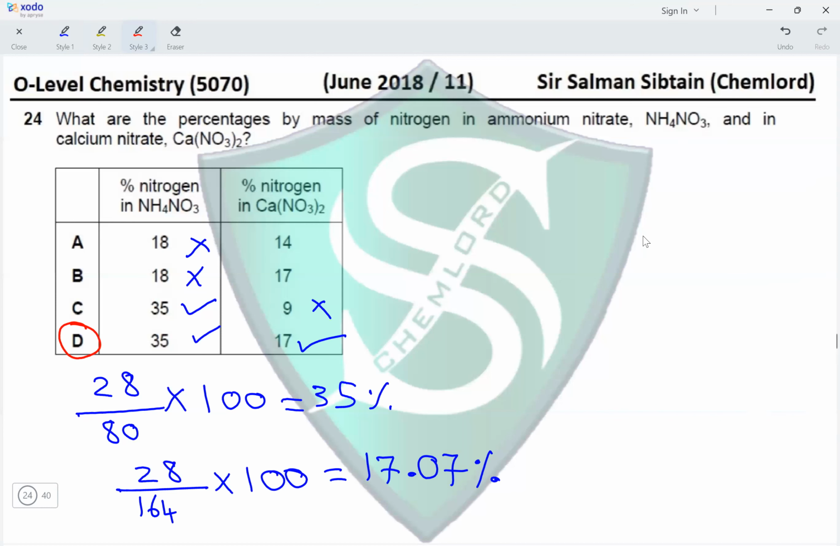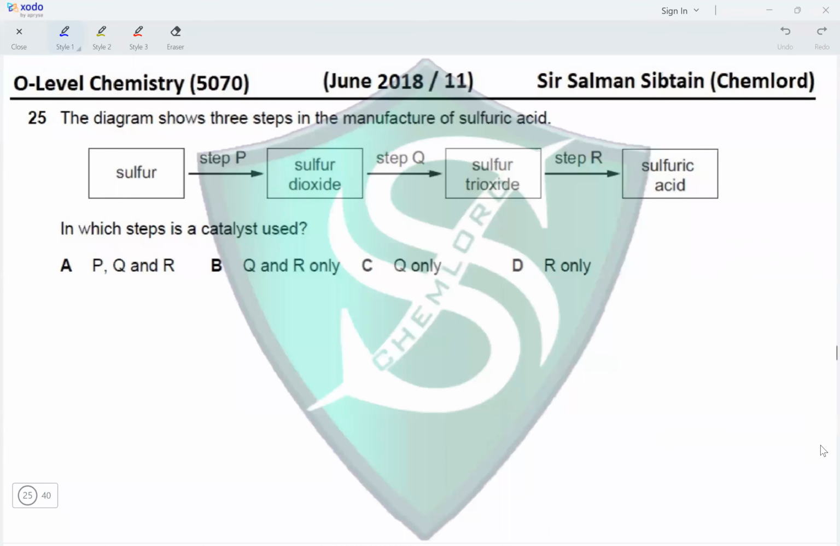Question 25. The diagram shows three steps in the manufacture of sulfuric acid. So sulfur in step P is converted into sulfur dioxide. That means it is burnt in oxygen. In step Q, sulfur dioxide is converted into sulfur trioxide. That means it is reacted with oxygen gas in the presence of vanadium 5 oxide catalyst.